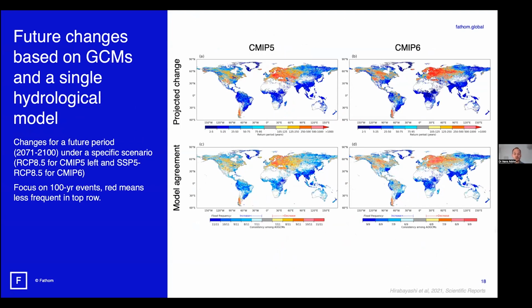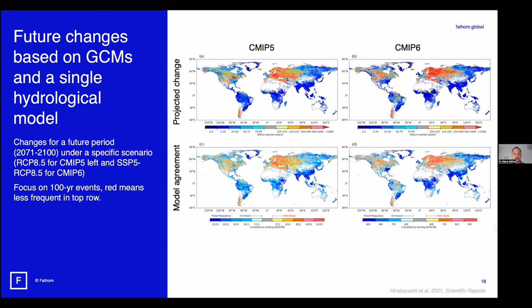Another approach is to use the CMIP5 or 6 simulations and to run them through a hydrological model. This specific paper compares CMIP5 and CMIP6 simulations. And the focus is on the 1 in 100 year event. And in the top row, when you see a dark red color, it means that the 1 in 100 event will occur less frequently. And you see that the consistency between CMIP5 and CMIP6 is quite good. The spatial patterns are quite similar overall, although there are differences, for instance, in southeastern US.